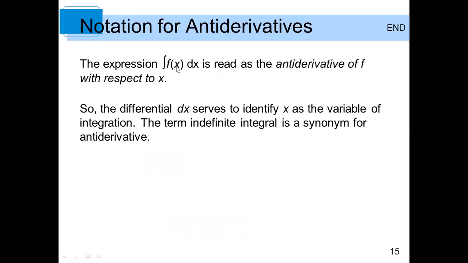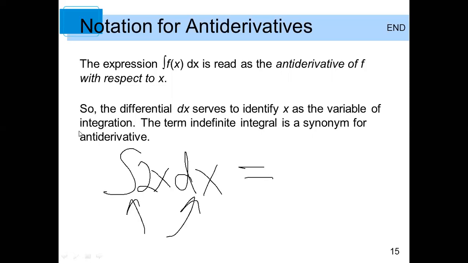The expression here is read as the antiderivative of f of x with respect to x, or the integral of f of x with respect to x. So the differential dx serves to identify x as the variable of integration. The term indefinite integral is a synonym for antiderivative. Also, if I was doing the integral of 2x dx, when you write the answer, the integral and the dx serve as grouping symbols around the 2x, and that is what you're anti-differentiating.